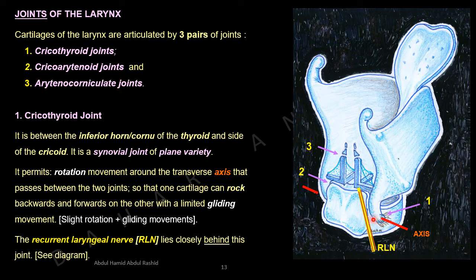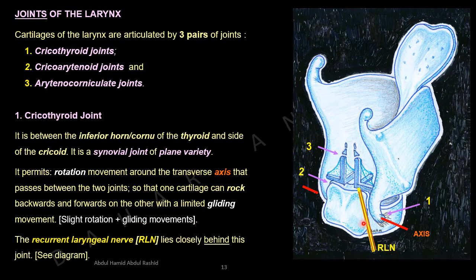Here is the transverse axis which passes between the right cricothyroid joint and the left cricothyroid joint. So around this axis there is rotation between these two cartilages, so that one cartilage can rock backwards and forwards on the other with limited gliding movements. So this cricothyroid joint has slight rotation and gliding movements between them.